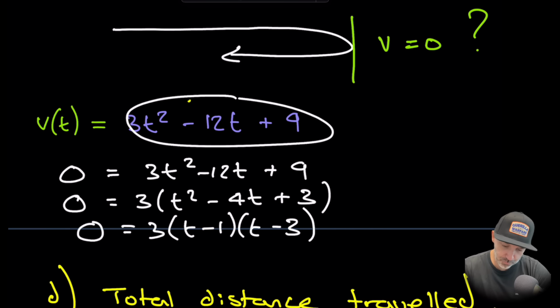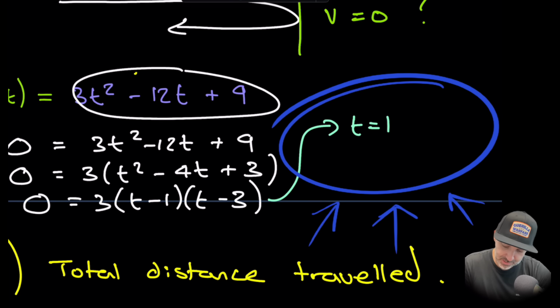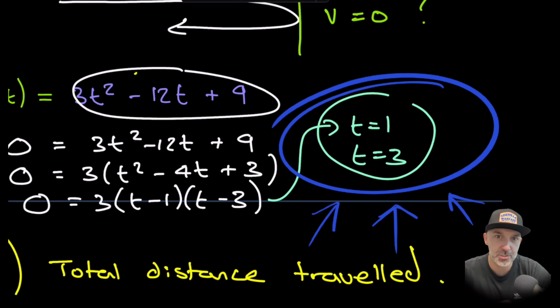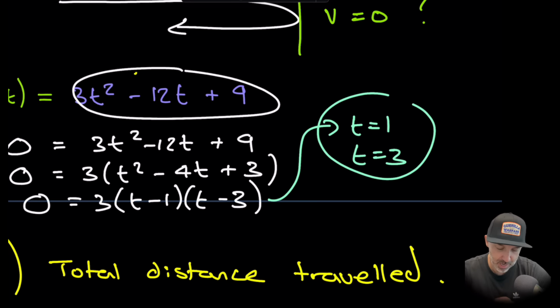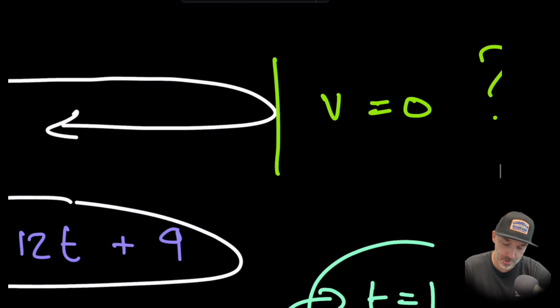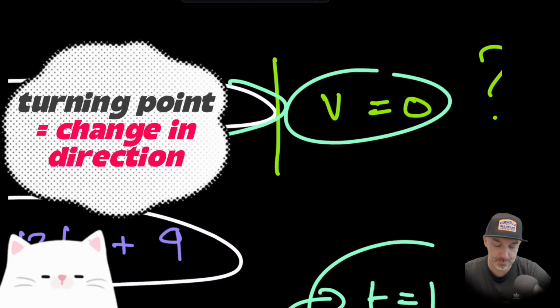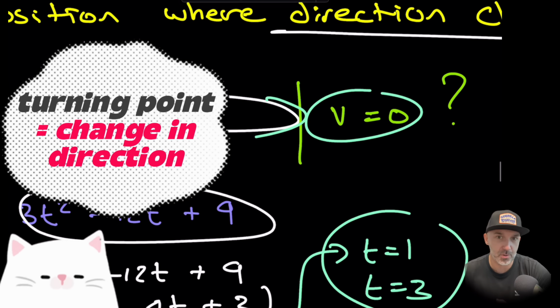Therefore, this expression will be 0 when either t is equal to 1 or t is equal to 3. So the particle will be changing direction at those points because the velocity is equal to 0 at those points. As I stated above, when the velocity is equal to 0, that is when we have a turning point, because the particle has changed from either a positive to a negative or a negative to a positive.